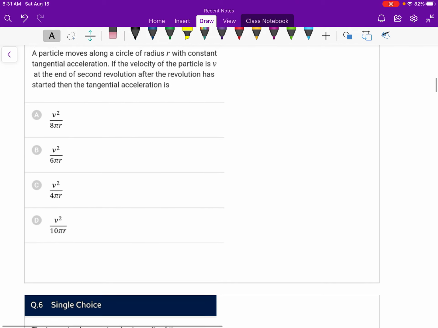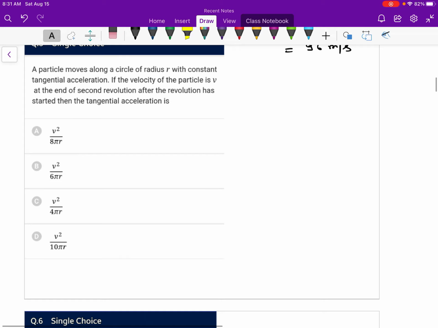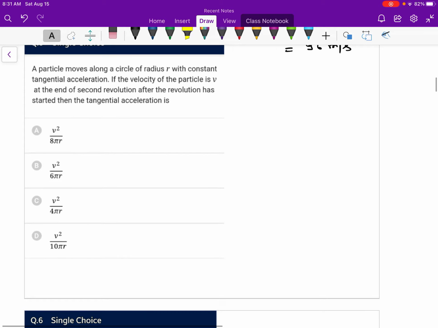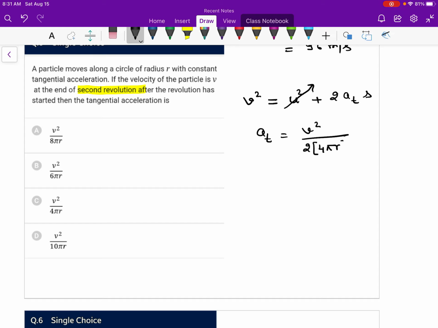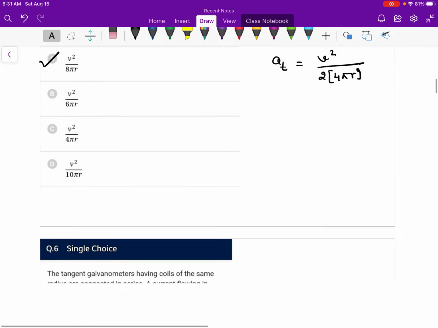Okay, a particle moves along a circle of radius r with tangential acceleration. If velocity of particle is v at the end of second revolution means distance traveled is 4 pi r. So v square is u square plus 2a tangential s. U is 0. We need to find out a tangential, so that is v square upon 2 s, which is 4 pi r. So this is v square upon 8 pi r. So A is the correct option.